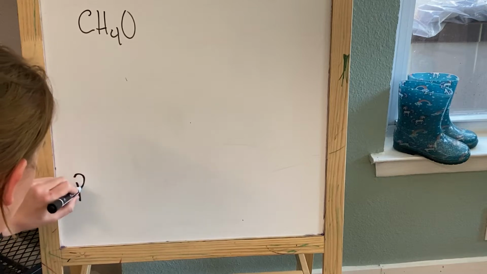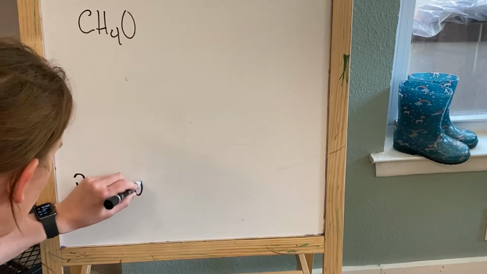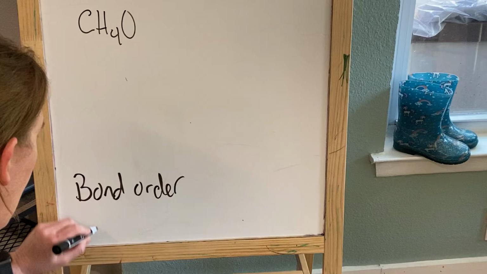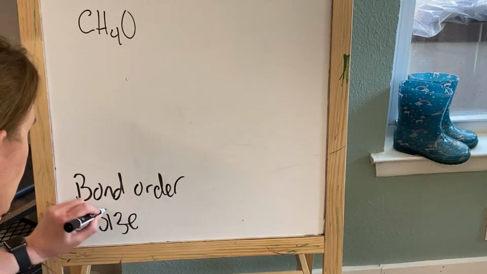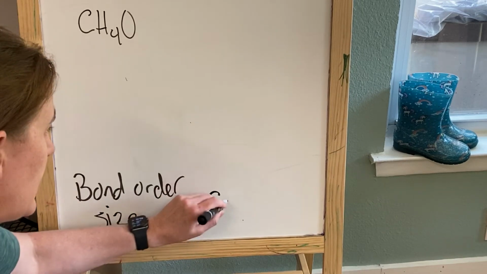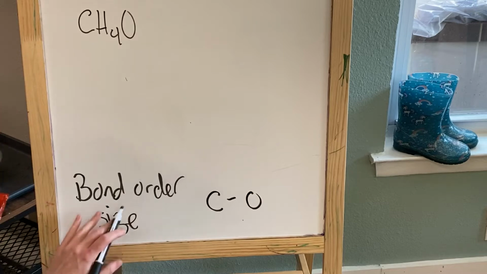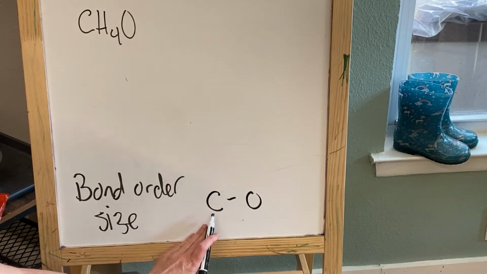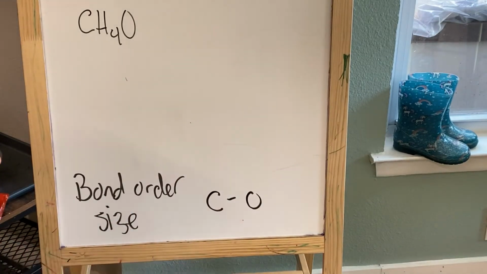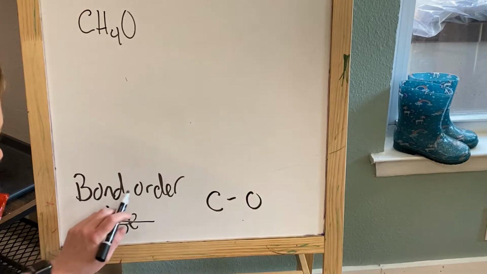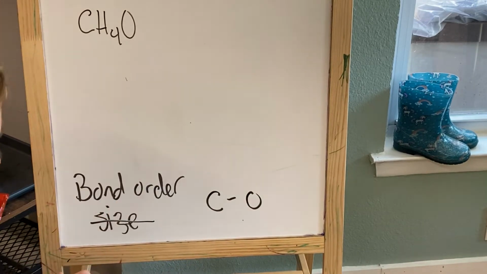the bond order and size. What we'll eventually realize is because we're talking about CO bonds, the size isn't going to be any different because carbon is going to be the same size and oxygen is going to be the same size. So that's not going to be the issue. The question is going to be bond order, which is going to tell us which one's stronger depending on if it's single, double, triple, etc. bonds.